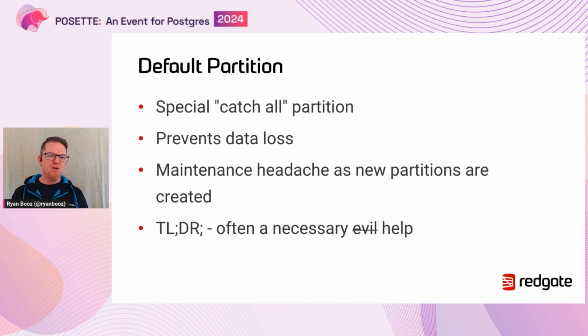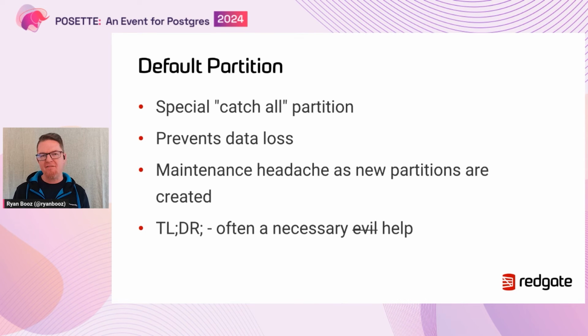Now, again, I did tell you earlier that there is this idea of a default partition. Again, it's not created by default. You have to actually specify that you want it for a partition table. It is a catch-all. So this is a way to make sure that data is always inserted, even if there's not a partition that actually matches the range or constraint of that data. It does prevent data loss. You won't get an error saying no partition exists.